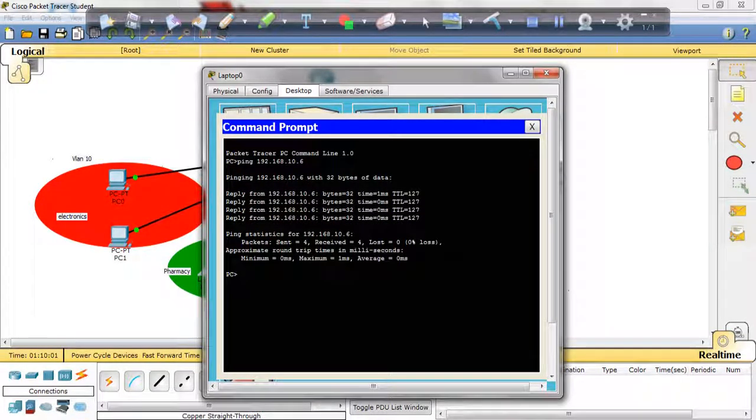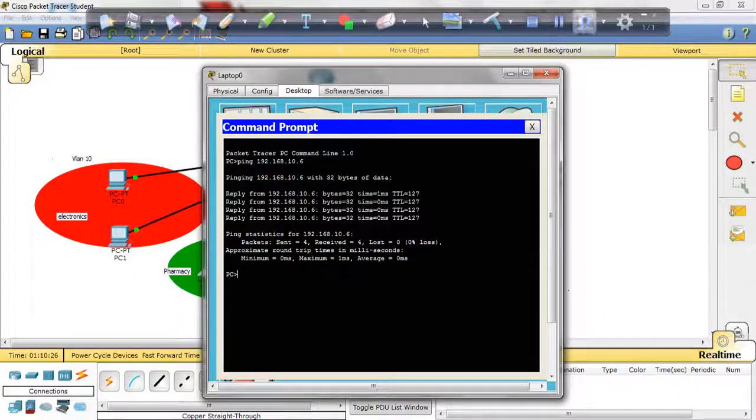So right now we have inter-VLAN communication. Each VLAN is able to communicate with the other VLAN through the router. And that concludes my demonstration. That's what I was trying to get to in my last lab, the VLAN lab, but my computer froze. So I hope you get the concept of inter-VLAN routing or router on a stick.